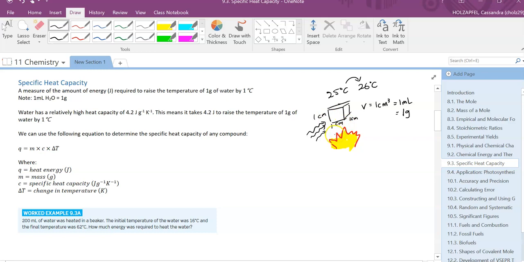Now, water is one of those really cool substances because considering how simple a molecule it is, it actually has a very, very high specific heat capacity. So it has a very high ability to absorb a lot of heat without actually feeling any hotter. An example of something that doesn't have a super great heat capacity is something like metal.